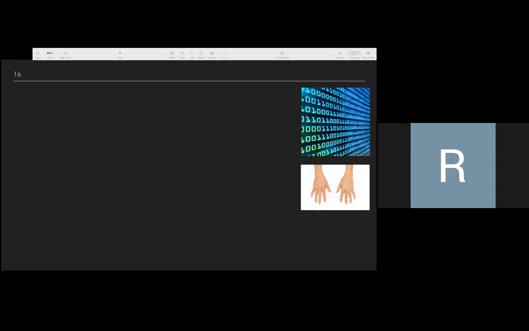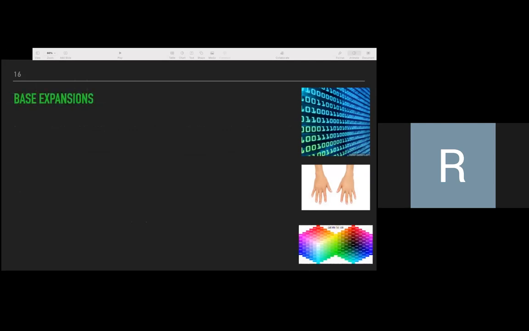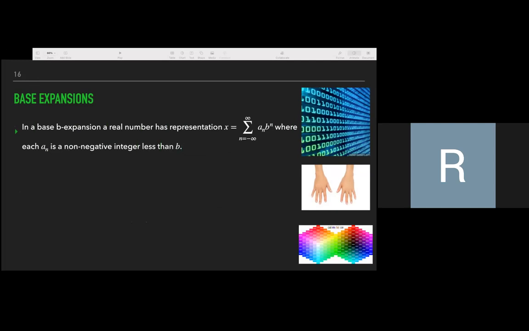And I'm going to be doing a quick introduction on what a number base is. I think this is familiar to most people, but just in case. So in a base b expansion, a real number has representation x equals the sum from negative infinity to infinity of a_n b^n. And in base 10, this is just the decimal expansion that we're used to. And otherwise, binary and hexadecimal are pretty commonly used in real life as well.